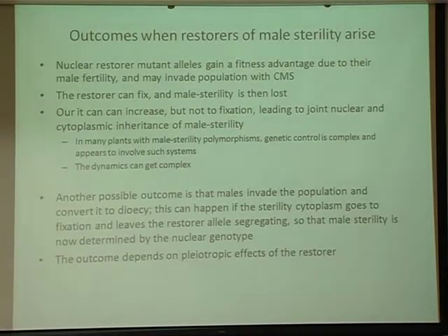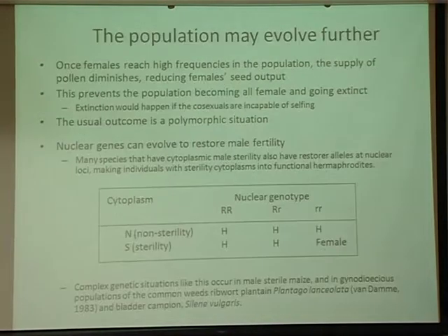So nuclear restorer mutant alleles can gain a fitness advantage due to their male fertility, and they can invade even though male sterility could invade in the first place. The restorer can sometimes fix, and then you lose male sterility, or it can increase. You can have a polymorphic situation for both factors. It can become very complex, and the genetics that I showed you in the previous slide is by far not the only possibility.